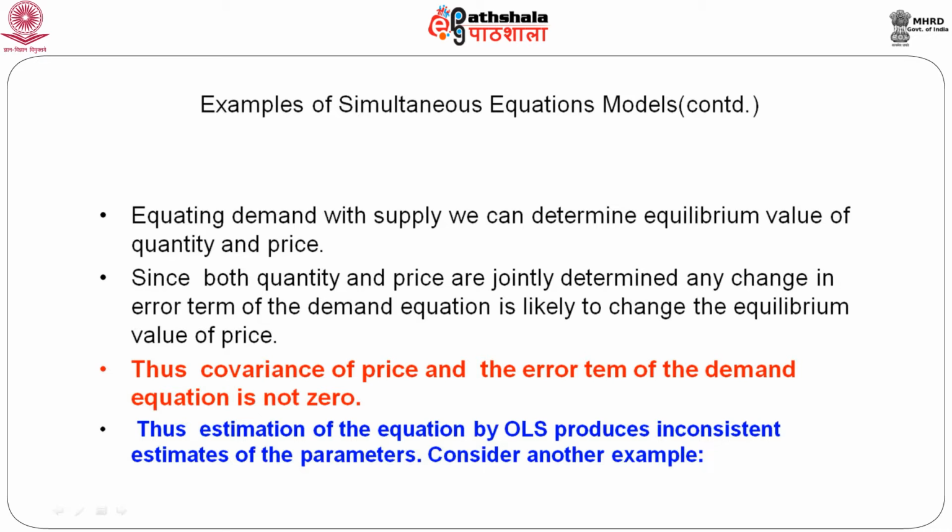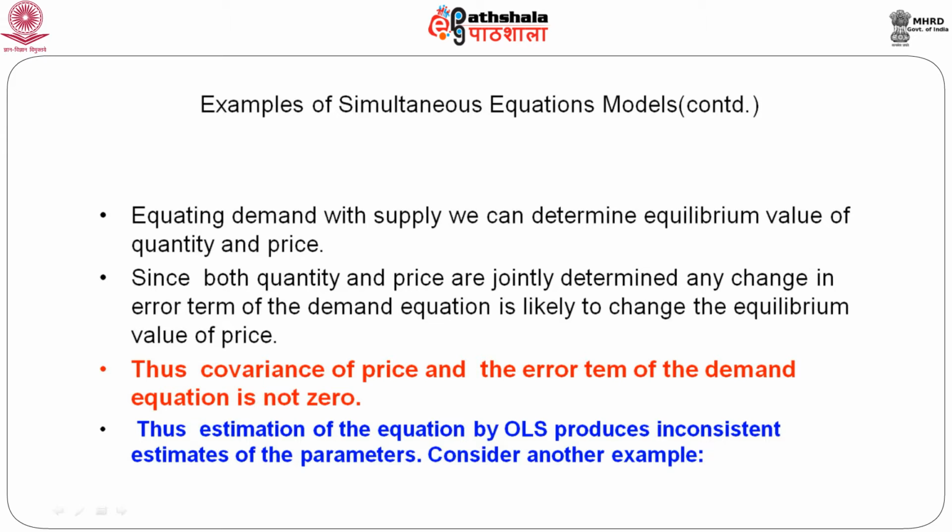Now, since both quantity and price are jointly determined variables, changes in the error term of the demand equation are likely to change the equilibrium value of price. Thus, the covariance between price and the error term of the demand equation is not 0. Thus, estimation of the equation by ordinary least squares produces inconsistent estimates of these parameters.